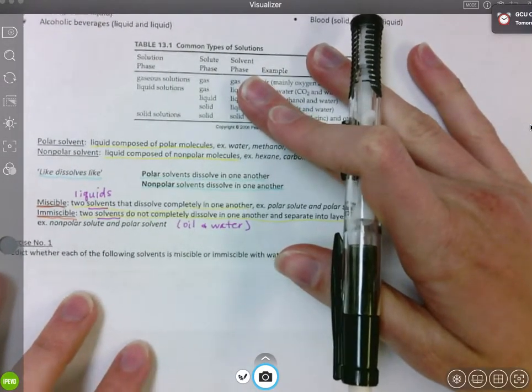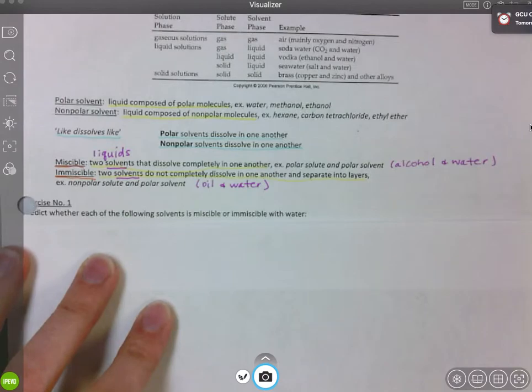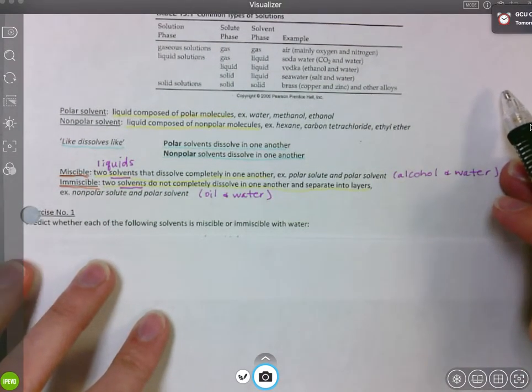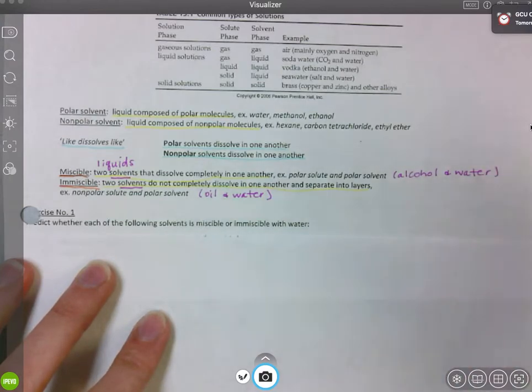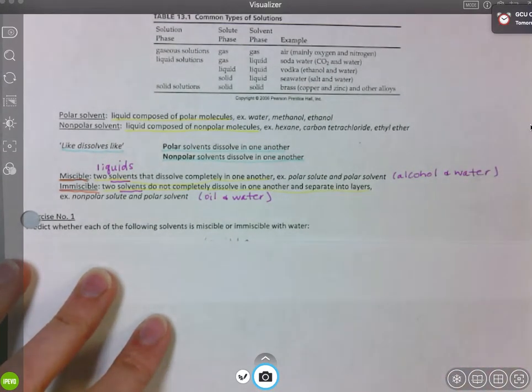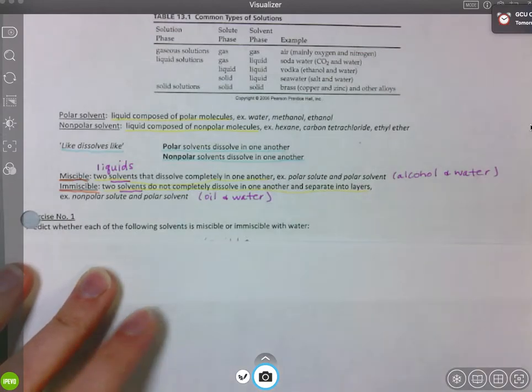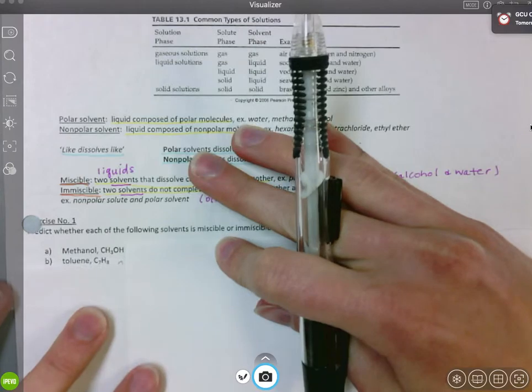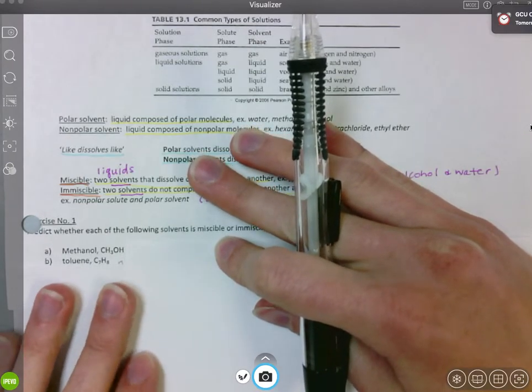Okay, let's look at exercise number 1. Predict whether each of the following solvents is miscible or immiscible with water. So is it going to mix and form one solution, or is it going to be immiscible and form separate layers? So our first one that we are looking at is methanol. So CH3OH.